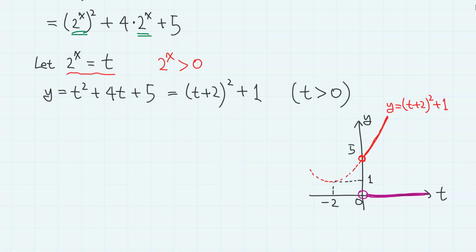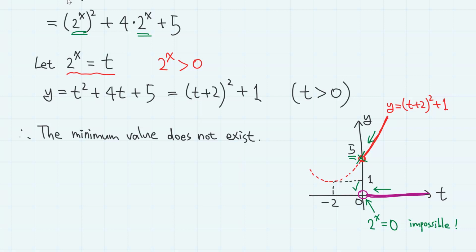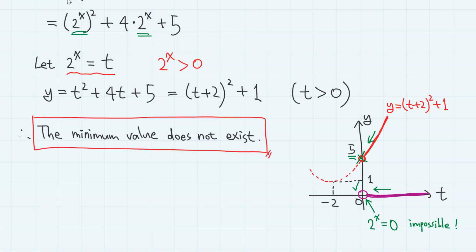As you can see, the value of y decreases as t approaches 0. But since t cannot become exactly 0, meaning that there are no real numbers x that make 2 to the power of x equal 0, y cannot have the value that occurs at t equals 0, which is 5. Therefore, in this case, the minimum value does not exist.